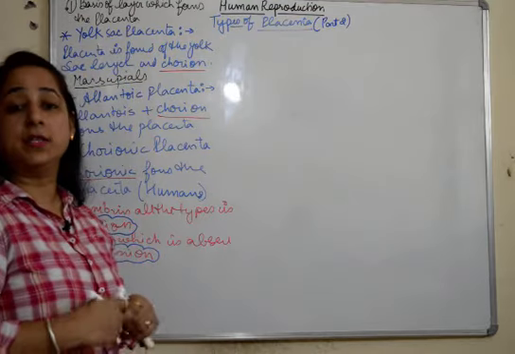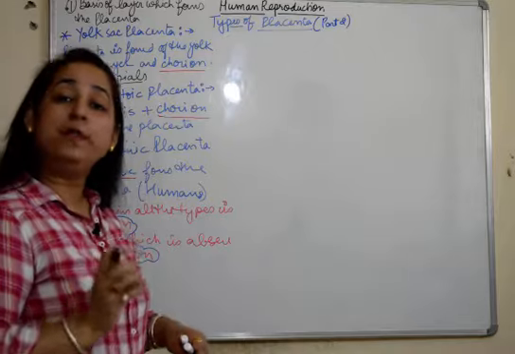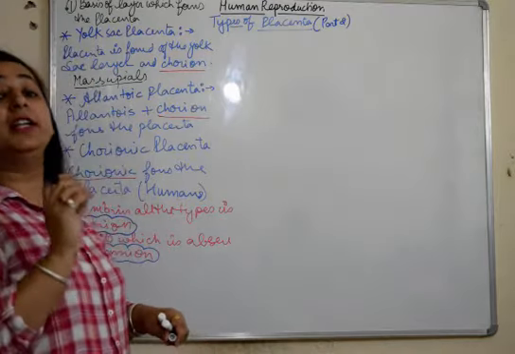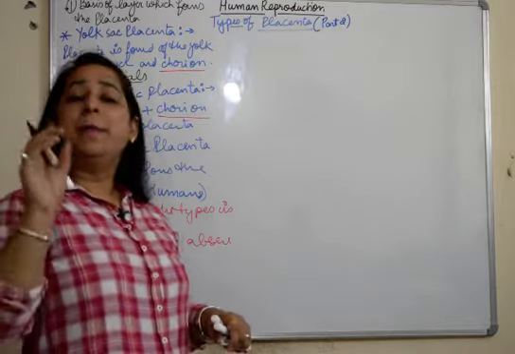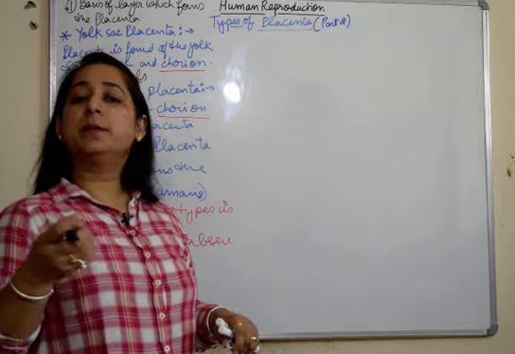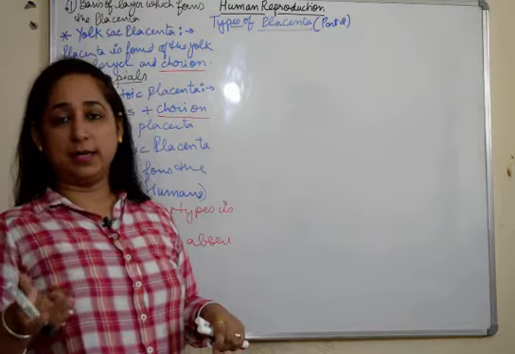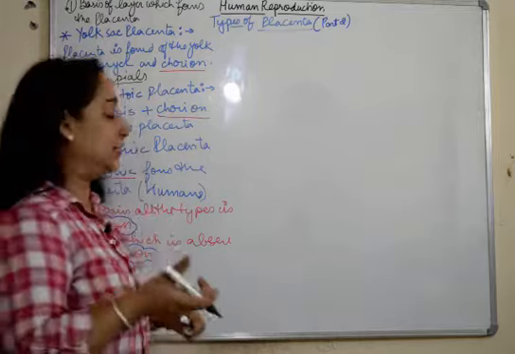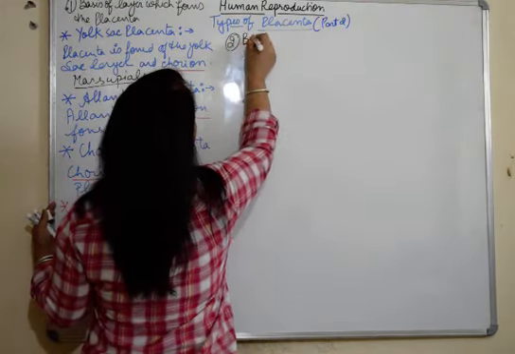There are 3 divisions. After this we are going to talk about the type of placenta on the basis of their behavior during parturition. Parturition is when the baby is expelled from the mother's body, that is, a baby is born. At that point of time, what happens to the specific type of placenta? So the second category is behavior.